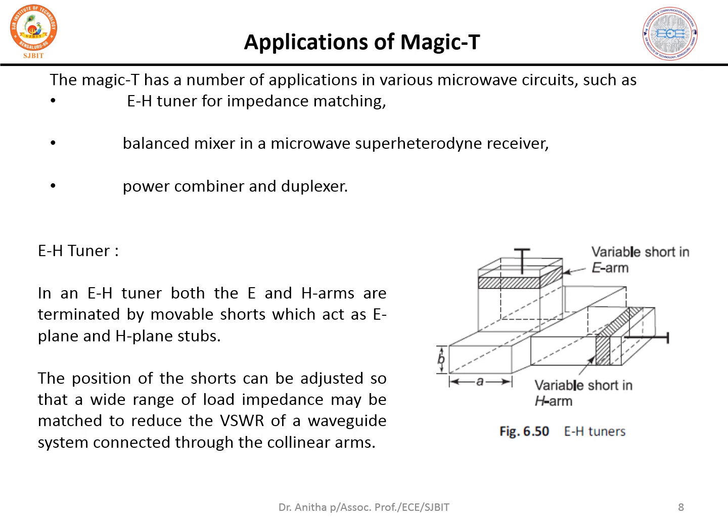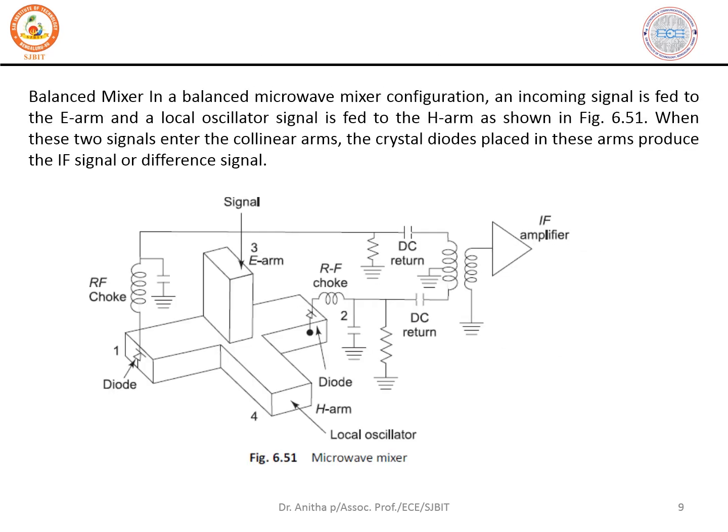By connecting variable or movable shorts in the E arm and H arm, you can adjust the impedance. A wide range of load impedances can be matched to reduce the VSWR value, which is connected through collinear arms. So for impedance matching purposes, you will be connecting a variable short. By adjusting that, you can adjust the impedance. So impedance matching can be attained, and hence VSWR reflections can be reduced.